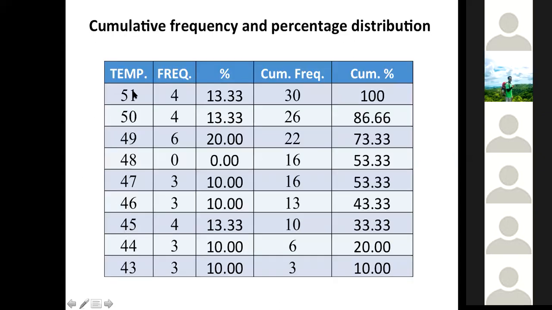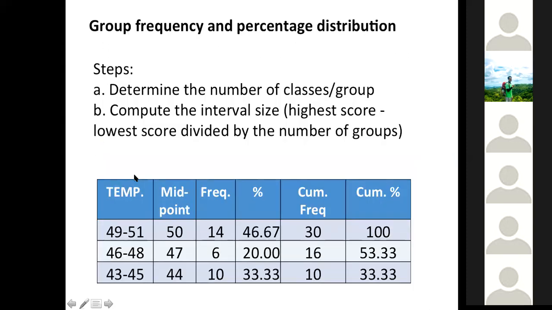So that means that we will have an interval. What will be the interval for 3 groups from 43 to 51? The way we group the data is by doing this step: determine the number of classes or groups. How many groups? You want 3, okay?